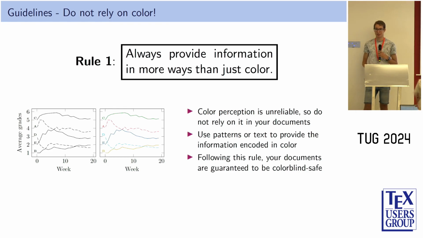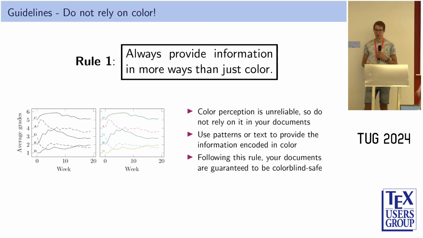So the main takeaway, if you only take away one piece of information from this talk, it's this one: do not only use color to convey any information, because it just gets lost, and some people will not be able to extract that piece of information from your document. The alternatives are usually that you can use some patterns or text to provide the information. And if you follow this rule, then your documents are guaranteed to be colorblind safe. But as I already said, they might be inconvenient for some readers.